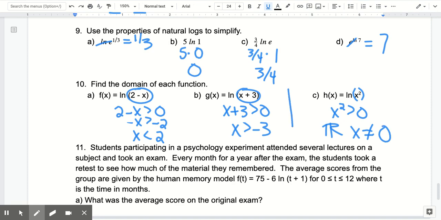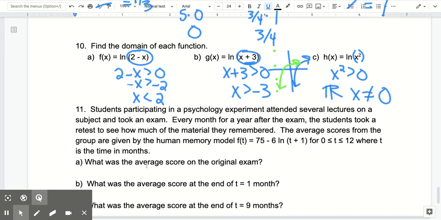Okay, we can also do these using our transformations. Let's come back to b. Remember, the graph of natural log is going to look like this. Domain is x is greater than 0. This transformation here is moving it left 3. So we just move this whole thing left 3, including the asymptote, and it looks like this. And that's why the domain is x is greater than -3. So you can also think about these with the transformations as well.